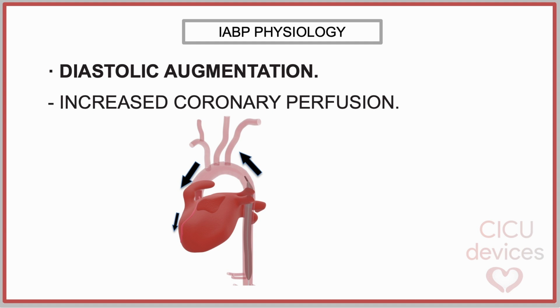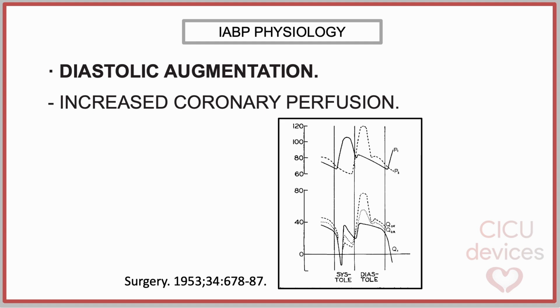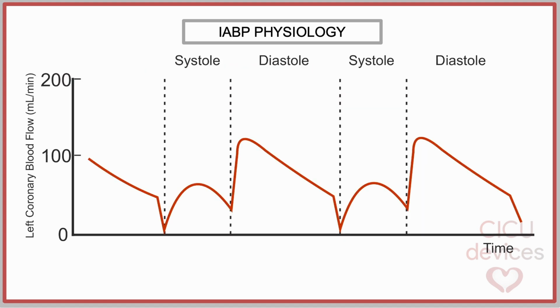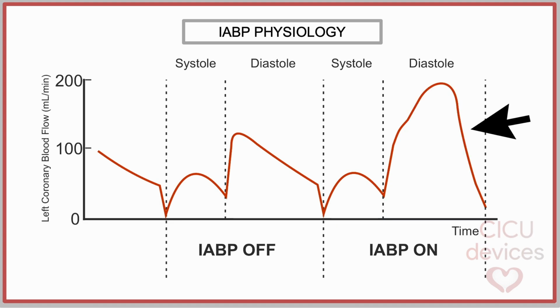This way, inflation causes a rise in the aortic pressure that causes an increase in the coronary pressure gradient and therefore increases coronary flow. This effect has already been demonstrated in well-established studies of cardiac physiology. In this graph showing coronary flow throughout the cardiac cycle, we can observe that flow during systole is low compared to diastolic flow, which accounts for approximately 75% of total coronary perfusion. The diastolic flow significantly increases after the initiation of IABP therapy, as shown on the right side of the image.